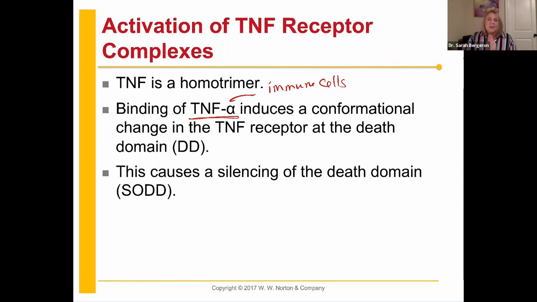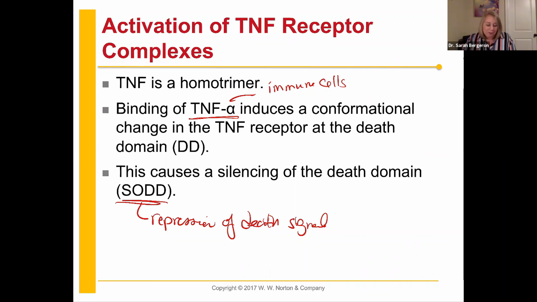And so you normally have something there that basically silences the death domain. And so that's the silencing of death domain protein, or the SOD protein. So the SOD protein basically represses the signal. So this is repression of the death signal, right? So you could stay repressed, or you could have a disassociation.